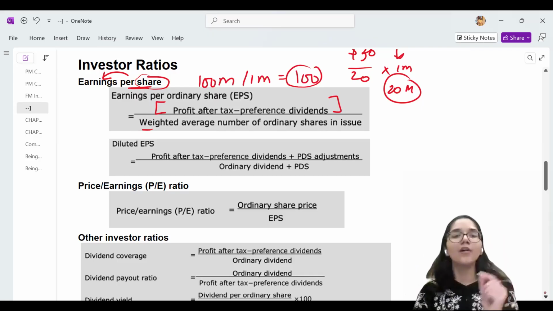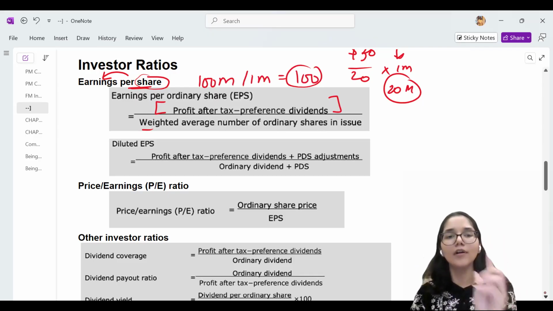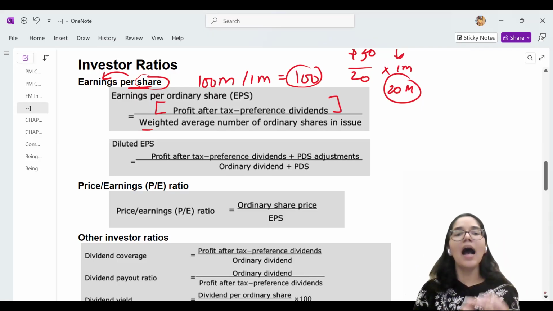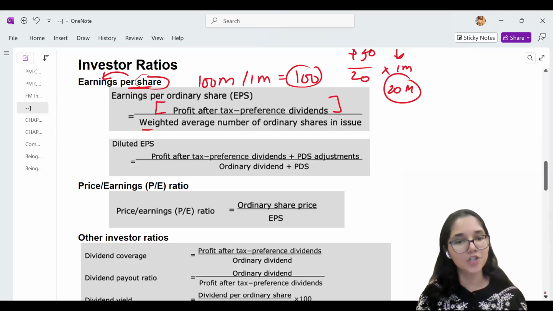So this is the earnings per share ratio. It tells you that if there was one shareholder who had one share in the company, how much profit has that one shareholder made? That is the earnings per share.